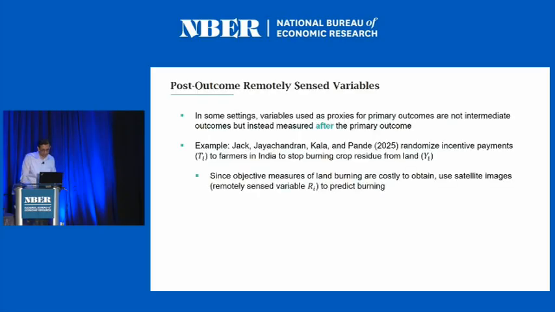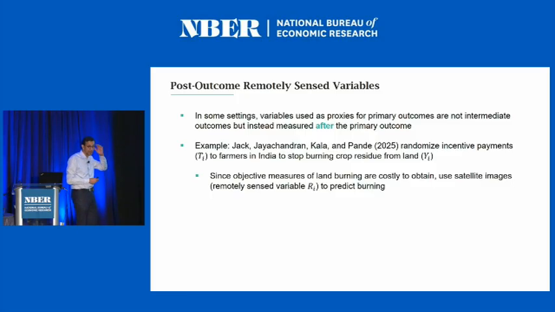rather than intermediate outcomes. So to motivate this, let me note that there are a number of settings where the variables used as proxies for primary outcomes are not intermediate outcomes along the causal chain, but rather outcomes that are measured after the primary outcome. An example that Rahul and Davide and Ashish gave in their paper is from a development economics paper by Jack et al., where they randomized incentive payments, the T_i in this context, to farmers in India to stop burning crop residue from land. So that sort of burning creates a lot of pollution. We want to reduce it, so one approach is to give farmers incentive payments to do that. So the ultimate variable of interest, Y_i in this context, is whether the land is burned or not.